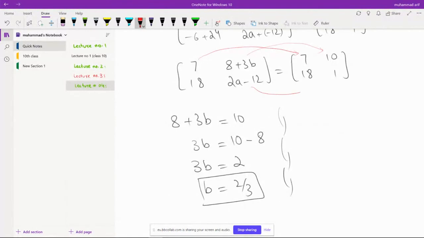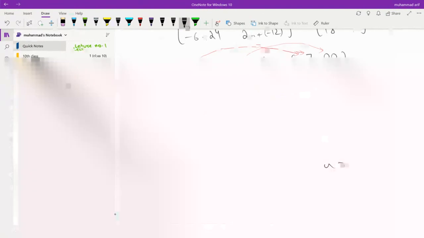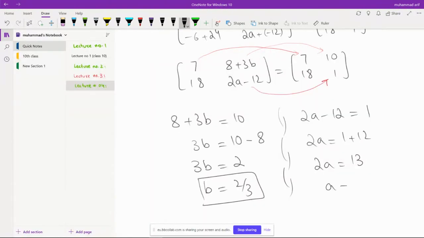Fourth element is equal to the fourth element, which is 2a minus 12 is equal to 1. That is 2a is equal to 1 plus 12. 2a is equal to 13. A is equal to 13 divided by 2. Here we write the fourth element is equal to the fourth element.